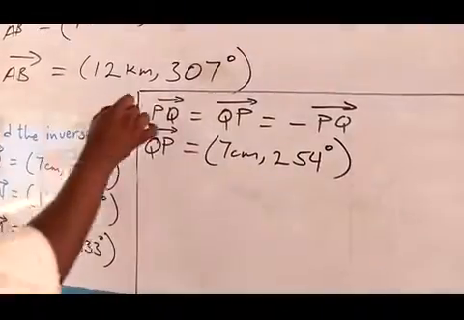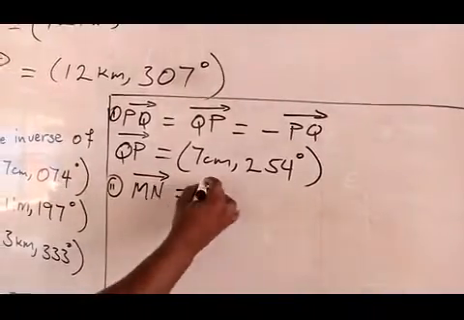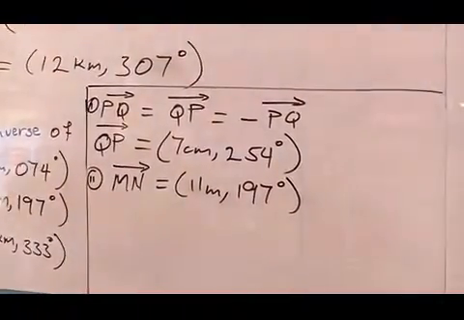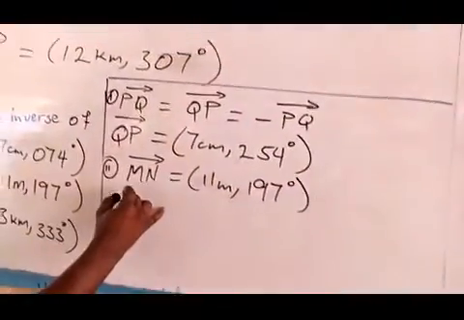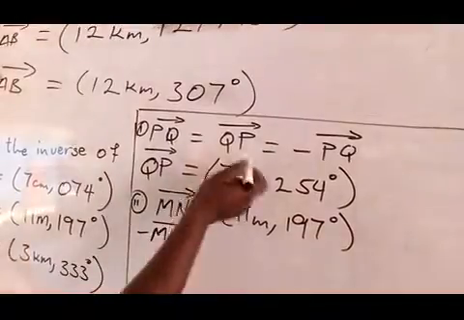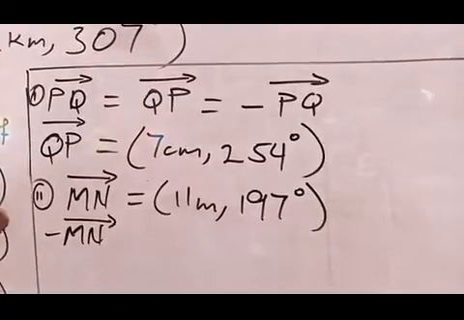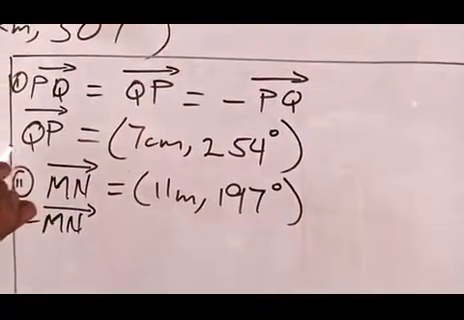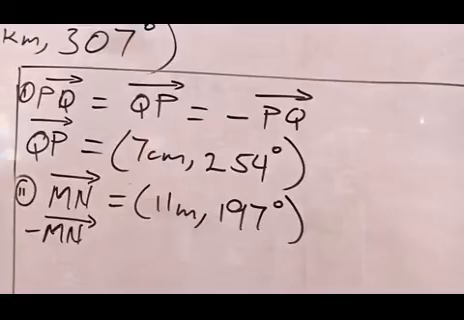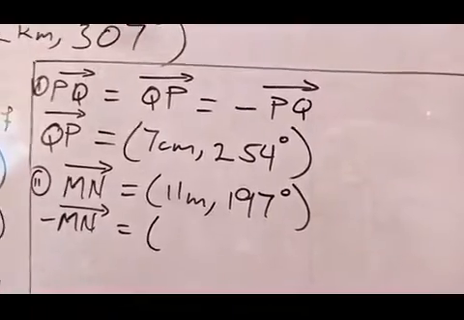Now let's look at the second question. The second question gives us vector MN equal to 11 meters and then 197 degrees. To get the inverse of it, you can represent it by minus MN, like I explained in the first example. You can choose either of them to represent your inverse. I chose one in the first question, and I am choosing the other in the second question, so that you realize you can use either of them in representing your inverse.